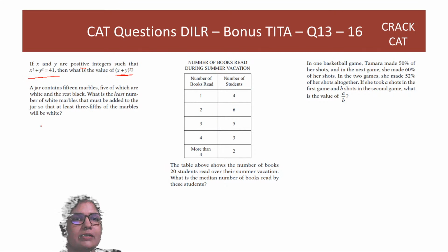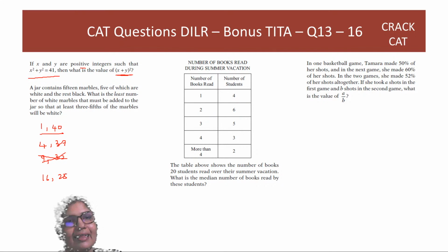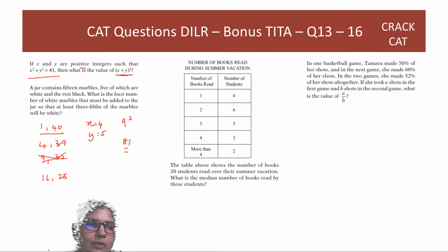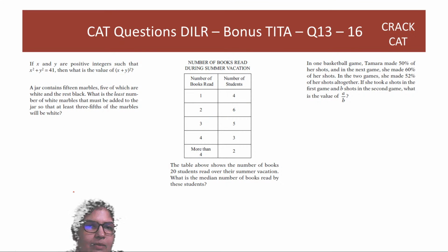So one possibility is 1 and 40, but both of them are not perfect squares. 4 and 37, again not perfect squares. 9 and 32 does not work, but 16 and 25, that works. So x must be 4 and y must be 5. So answer is 9 square, which is 81. Right? So answer for the first question is 81.